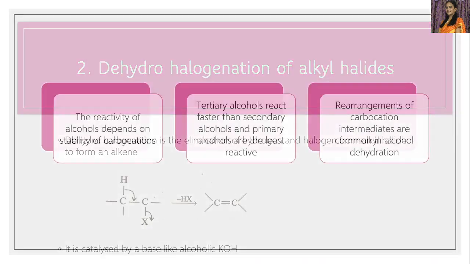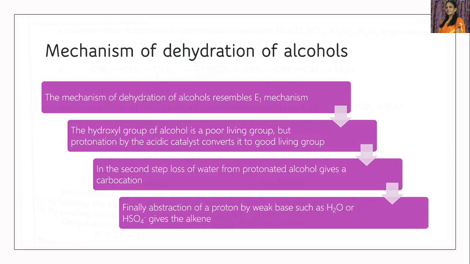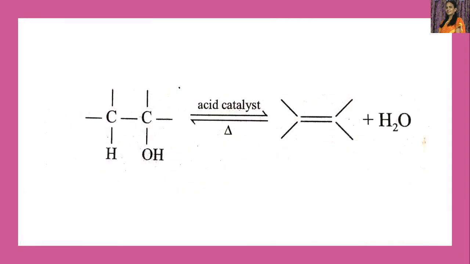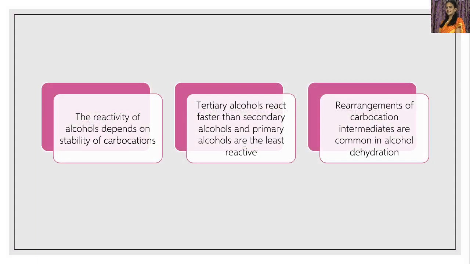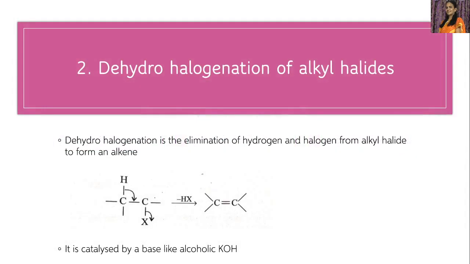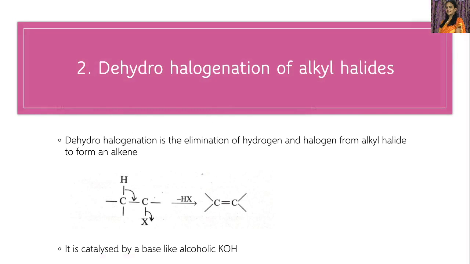Now let's see the E2 mechanism. Now, the second method of preparation of alkenes is dehydrohalogenation of alkyl halides.